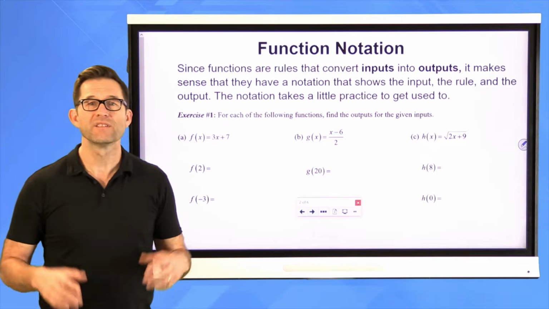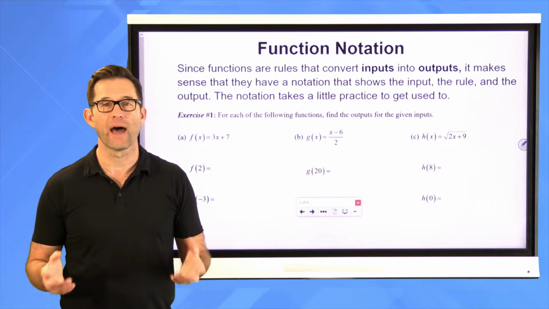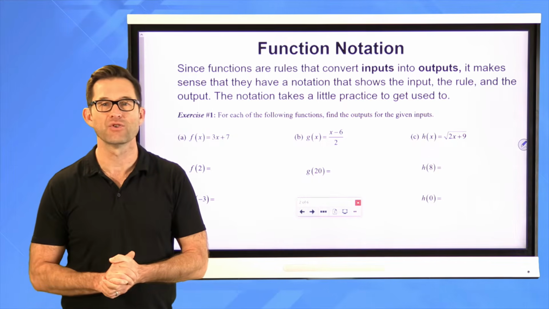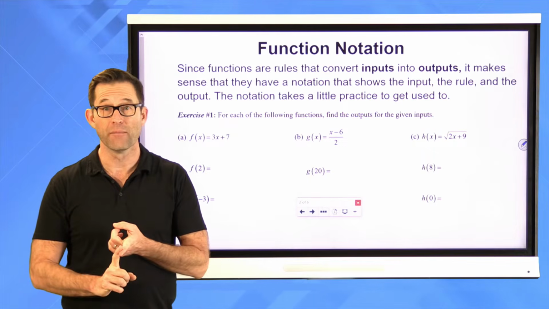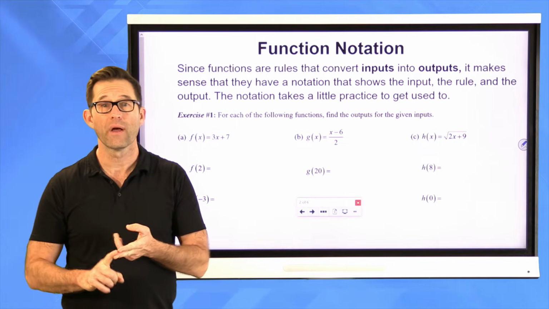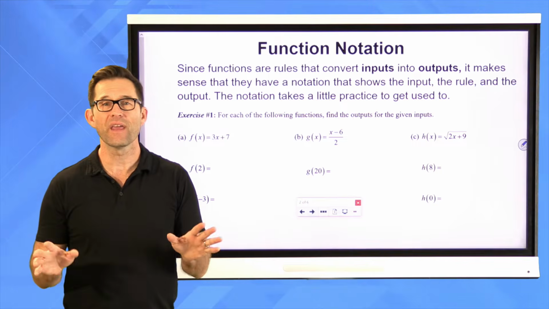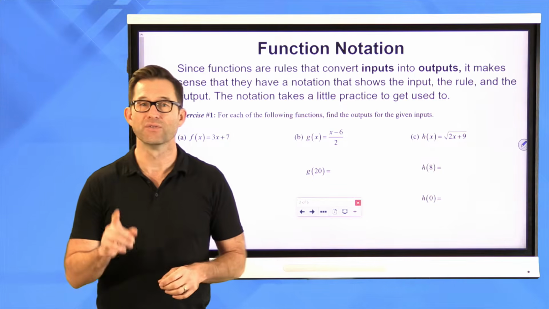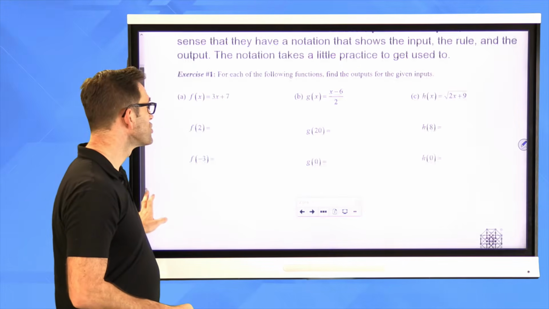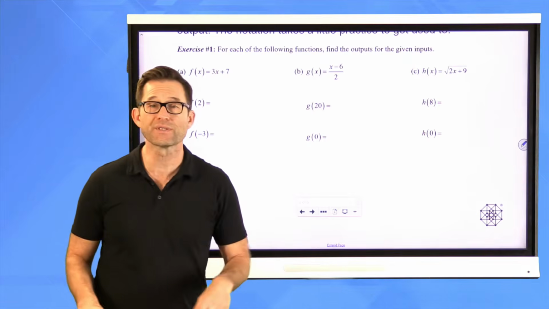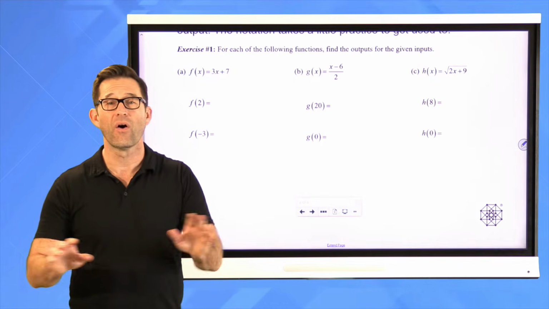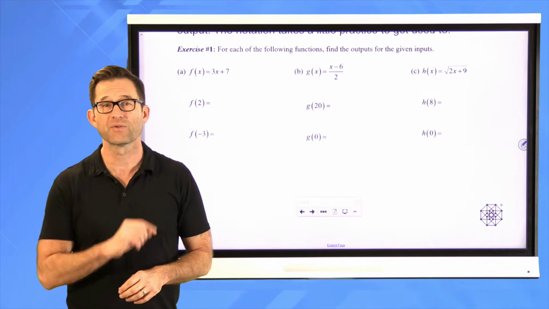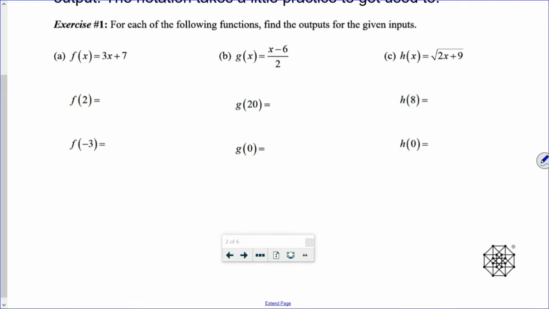All right, since functions are rules that convert inputs to outputs, it makes sense that they have a notation that shows the input, the rule, and the output. But the notation takes a little practice to get used to. So right now, I'm going to show you how the notation works, and then we'll get practice on it all throughout this lesson. Exercise number 1. For each of the following functions, find the outputs for the given input.